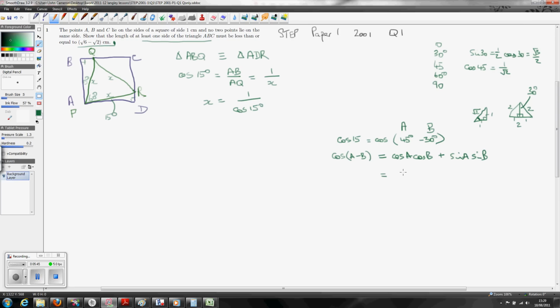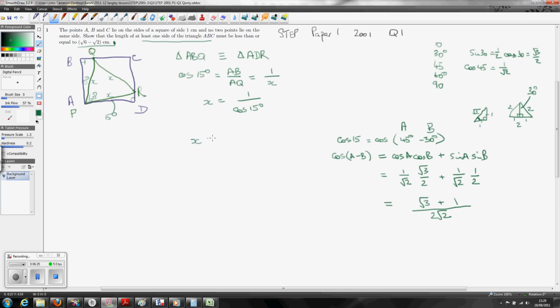So I want to fill those in here. Cosine of 45 degrees is 1 over root 2. Cosine of 30 degrees is root 3 over 2. Sine of 45 degrees is 1 over root 2. And sine of 30 degrees is 1 over 2. And this equals, we can make a common denominator of 2 root 2, and then we've got root 3 plus 1 over 2 root 2. And that's what cosine of 15 degrees equals.